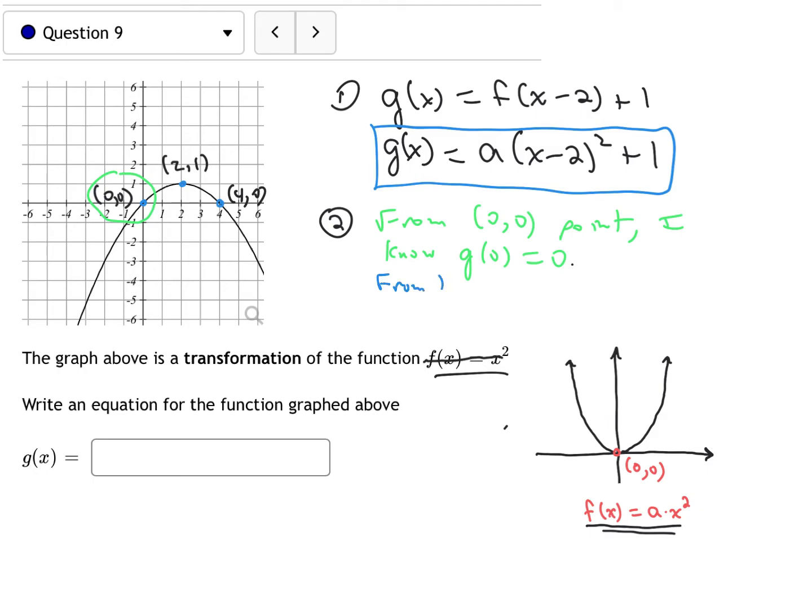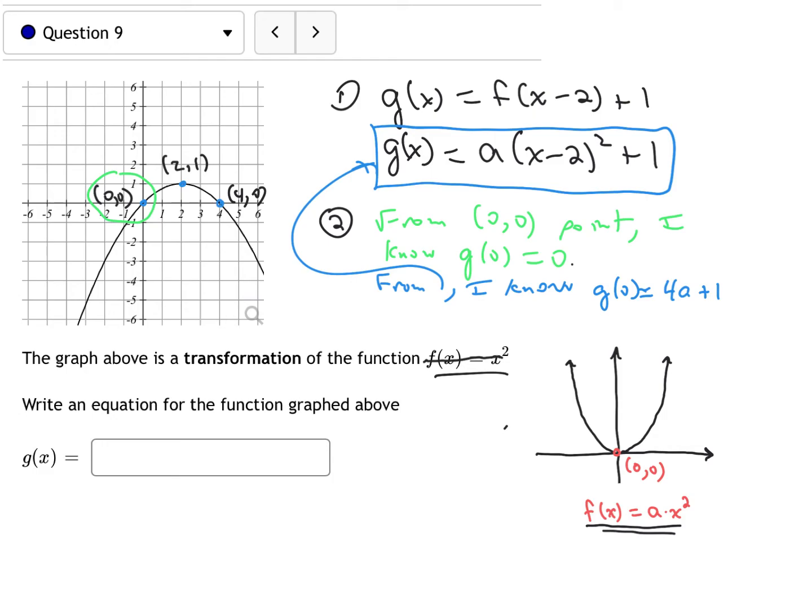From this blue box that I have up here, I know that g of 0, and here I can just plug 0 in for x. So if you put 0 in for x in g of x, then x minus 2 becomes negative 2, and I'll have a times negative 2 squared, plus 1. Negative 2 squared is 4, and so the equation here is going to be g of 0 is 4a plus 1. So plugging 0 in for x makes this side say 4 times a plus 1.